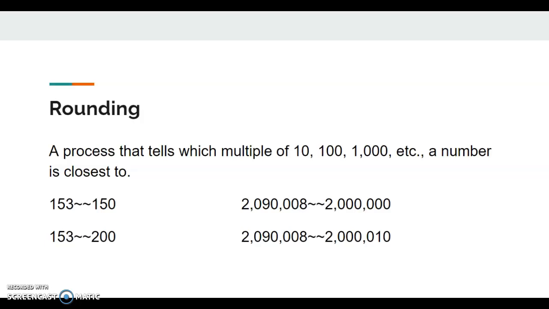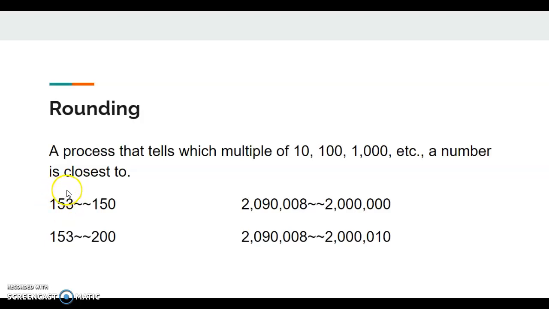Okay, so I took that definition straight from your math glossary. Rounding is just a process of saying, okay, round to this place value. It can be pretty much any place value. So I'm showing you a couple of examples. With 153, if I want to round to the nearest tens place, what I'm going to do is I go to the tens place, which is right here, and I look next door.